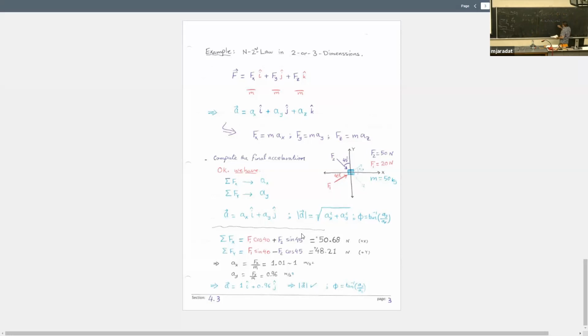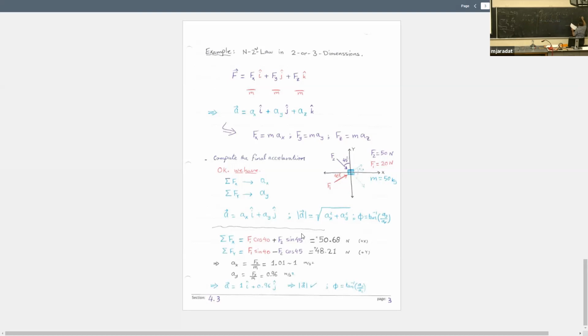What if we just multiply a by m, in a different way than here? This is equal to F as a vector. This component will be equal to Fx, this component will be equal to Fy, and this component will be equal to Fz.